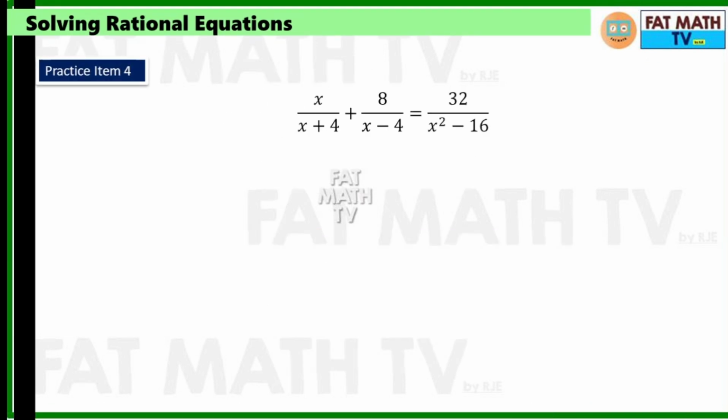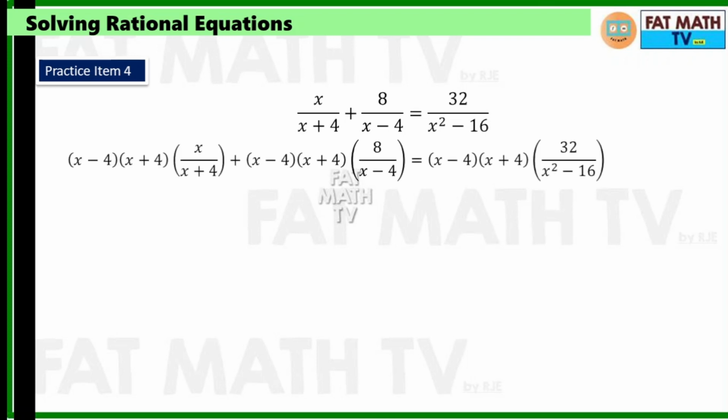Number 4: x over (x plus 4) plus 8 over (x minus 4) equals 32 over (x squared minus 16). Multiply both sides by x minus 4 times x plus 4. And then you can cancel x plus 4 in the first one. So here, you can cancel this x plus 4.